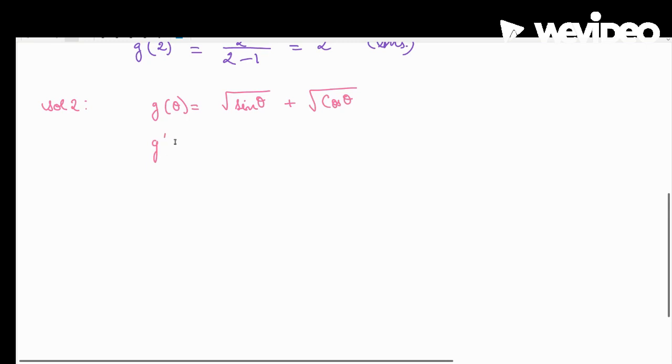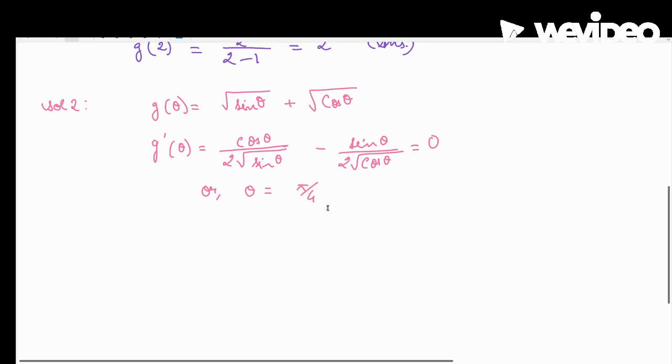Now let us differentiate it with respect to theta, that is g dash of theta, that will be cos theta by 2 root of sine theta minus sine theta by 2 root of cos theta, and that will be equal to 0 for the extreme values, and on solving we can get that theta is equal to pi by 4.